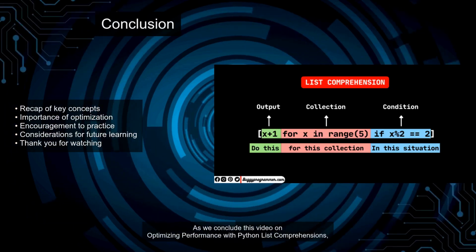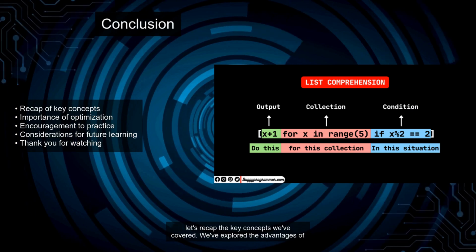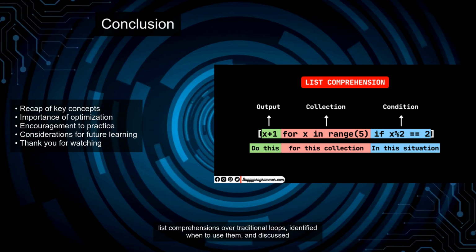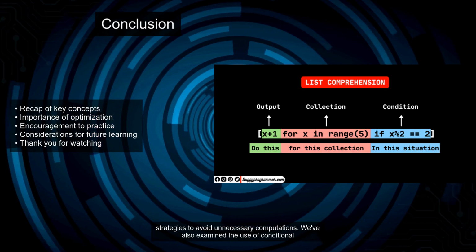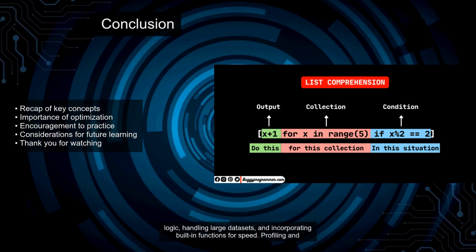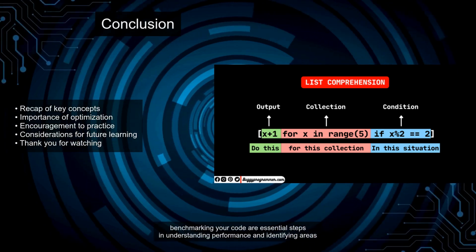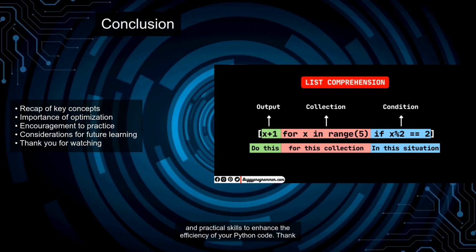As we conclude this video on optimizing performance with Python list comprehensions, let's recap the key concepts we've covered. We've explored the advantages of list comprehensions over traditional loops, identified when to use them, and discussed strategies to avoid unnecessary computations. We've also examined the use of conditional logic, handling large datasets, and incorporating built-in functions for speed. Profiling and benchmarking your code are essential steps in understanding performance and identifying areas for improvement.